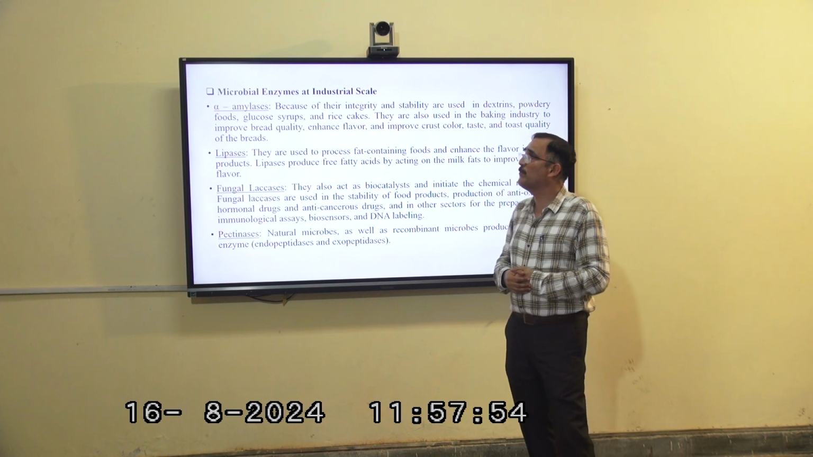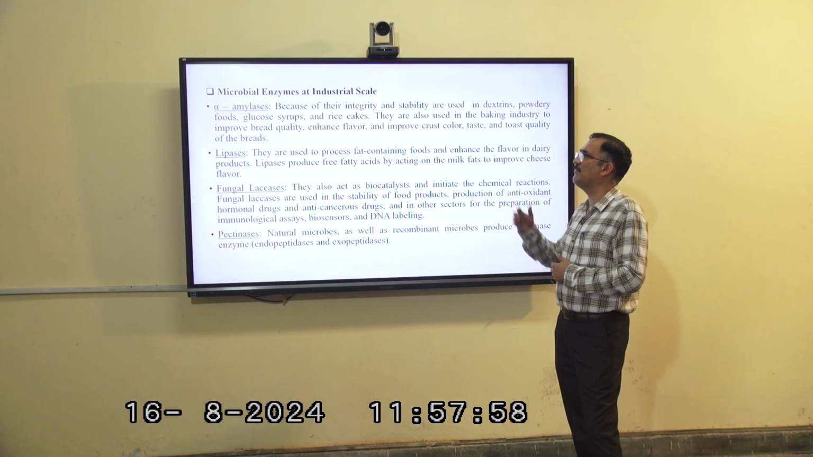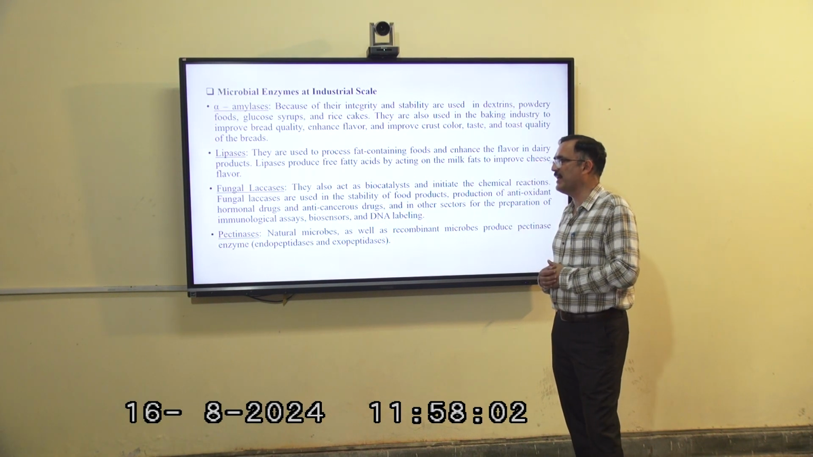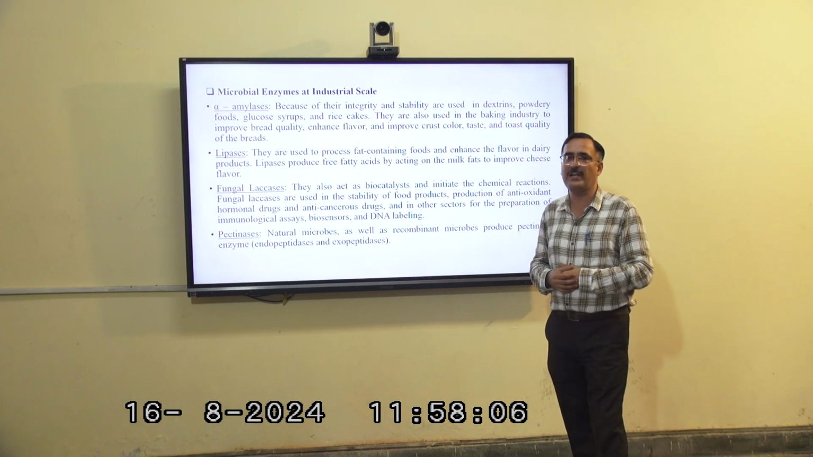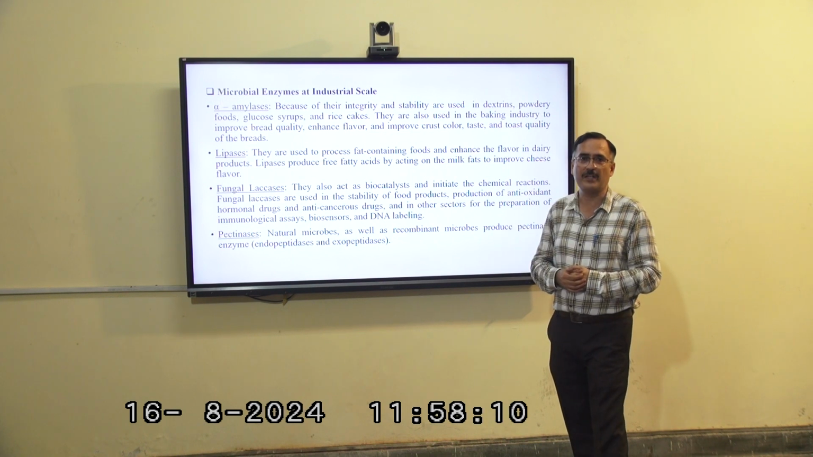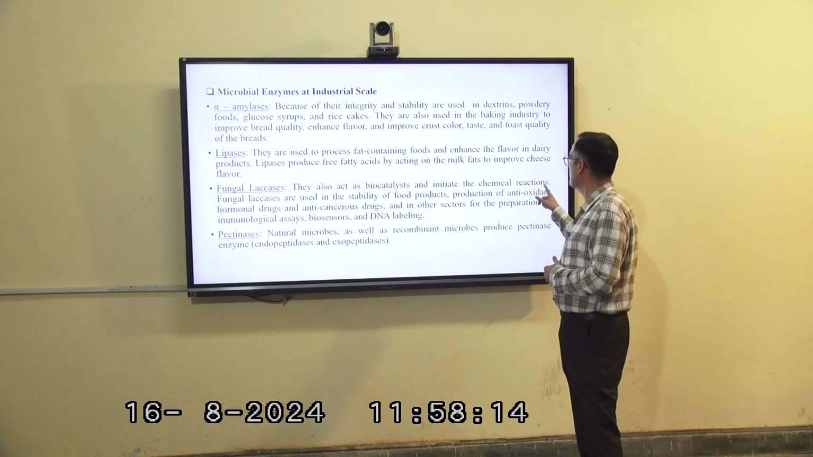Then there is microbial enzyme production at industrial scales, like we have developed alpha amylase, we have lipase, we have fungal lactase, pectinase. These enzymes are used in day-to-day life in industrial processes for the development of certain specific types of products or for making certain specific types of processes.